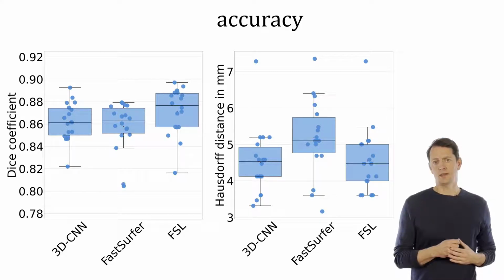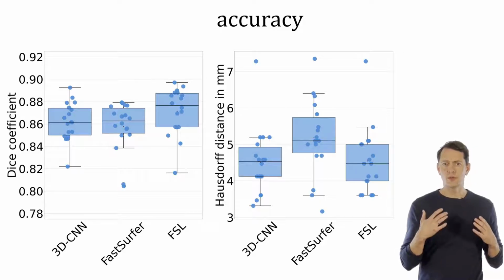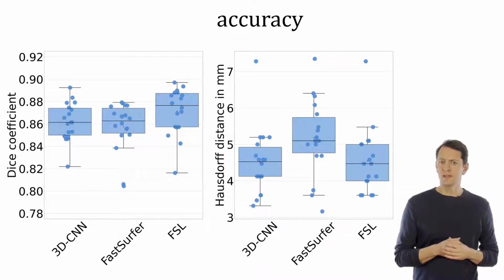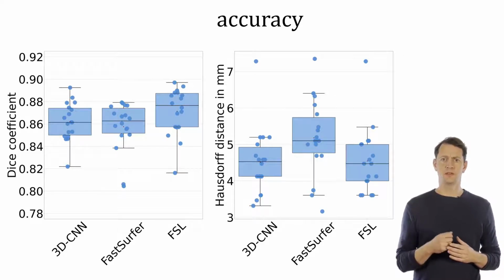The dice basically describe the volumetric overlap between two structures. As you can see, the dice was quite high for all three methods. FSL was slightly better than the two CNN-based methods, however the difference was not significant.